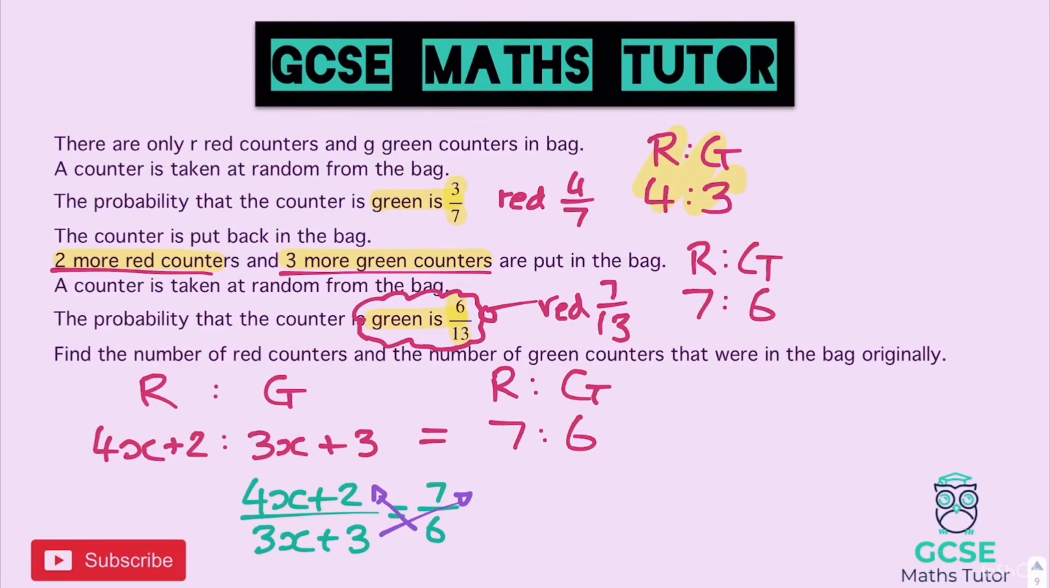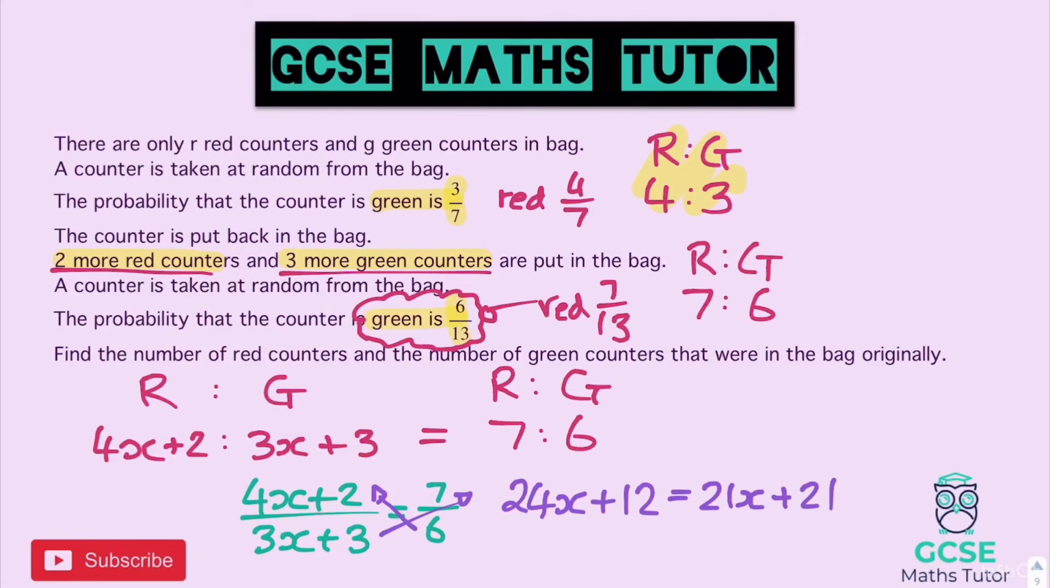So we get 6 lots of 4x plus 2. Now I'm not going to write that as a single bracket, although I could write 6 brackets 4x plus 2. I'm just going to times them both by 6. So obviously you've just got to be careful that you remember to times it by both these pieces. So 4x times 6 is 24x. And 2 times 6 is 12, so 24x plus 12, and that is equal to 3x times 7 is 21x, and 3 times 7 is 21.